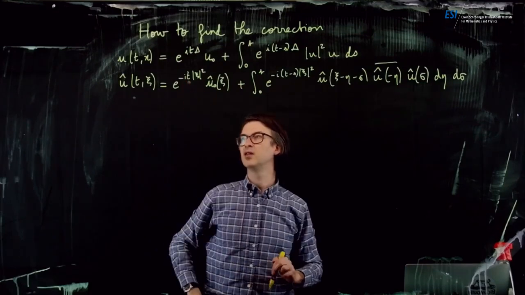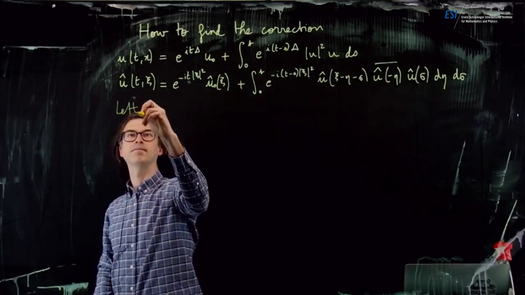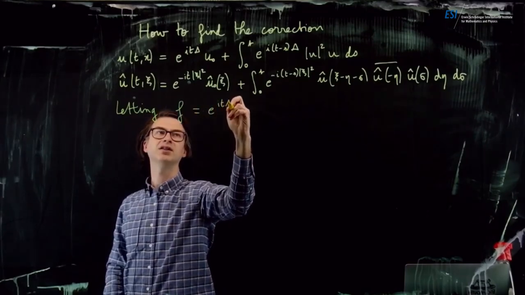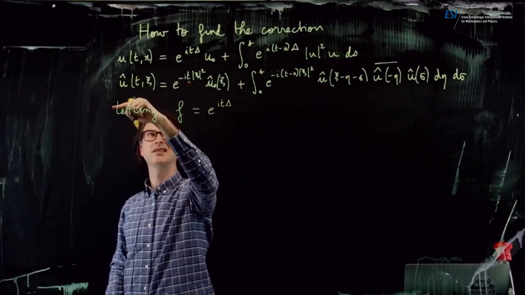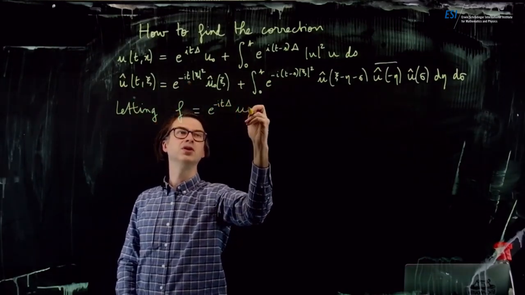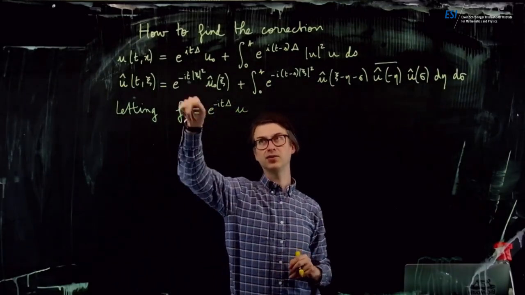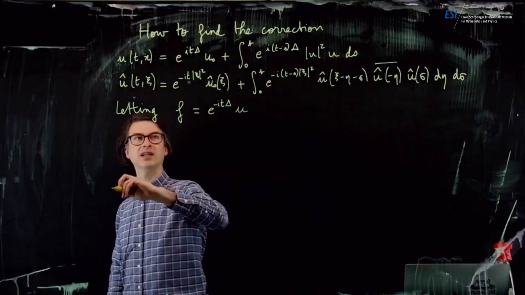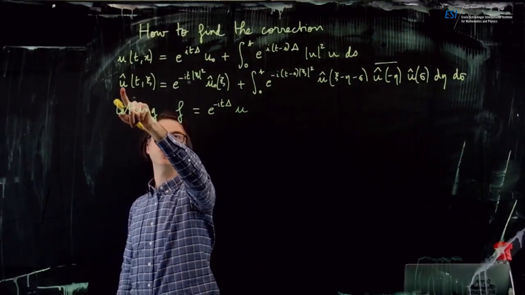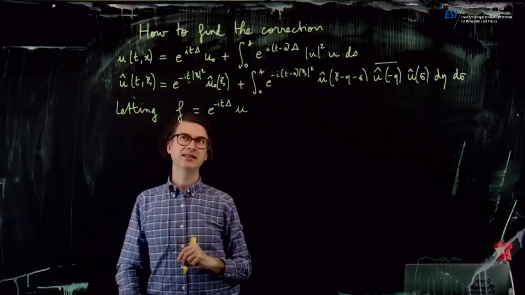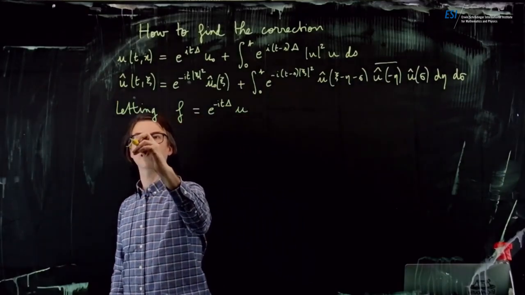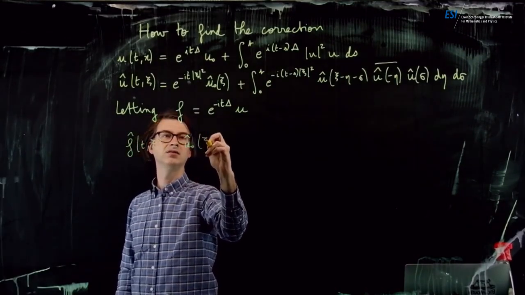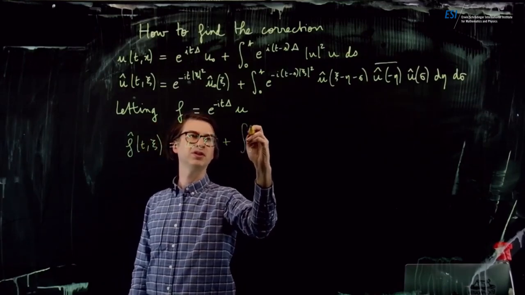So we're going to remove it by letting f be e^{-itΔ} U, let me get the sign right. So in other words, we filter by the Schrödinger group. So if you do the computation, what comes out is, it's just multiplying each single U by e^{itξ²}, right? So what comes out is f hat of t, ξ equals U_0 hat of ξ plus the integral between 0 and t.